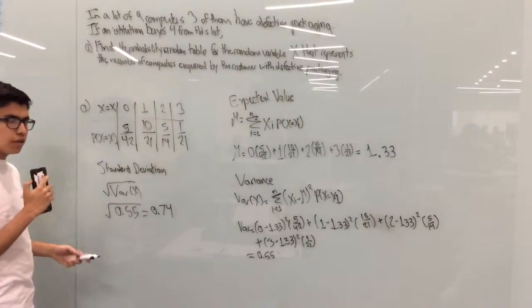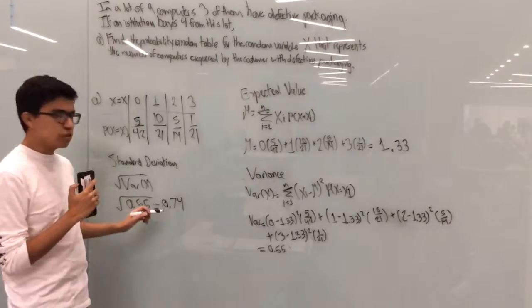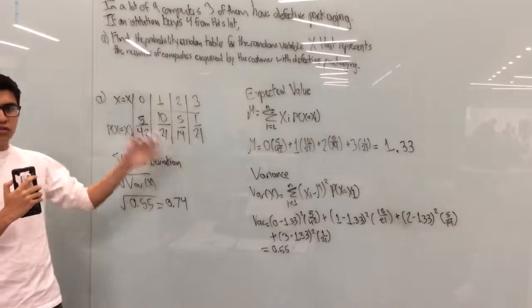And just to get the standard deviation, we just get the square root of the variance, which is 0.74. And that's all of this.